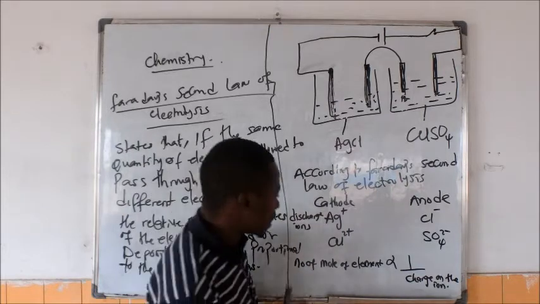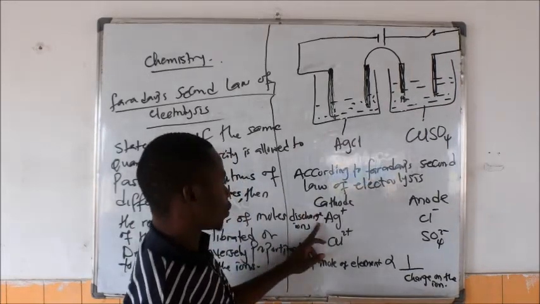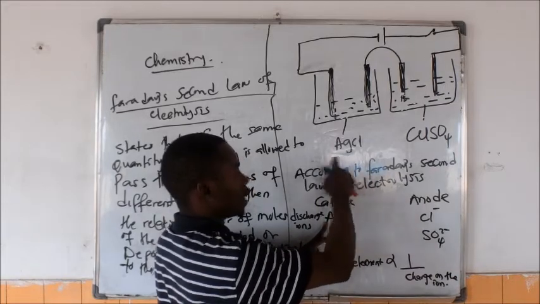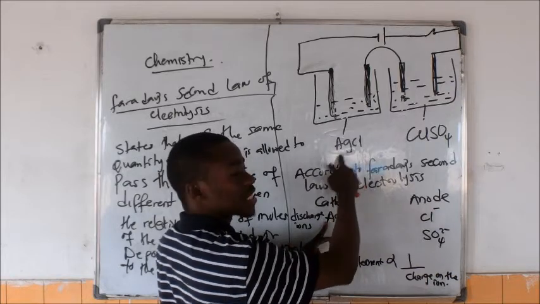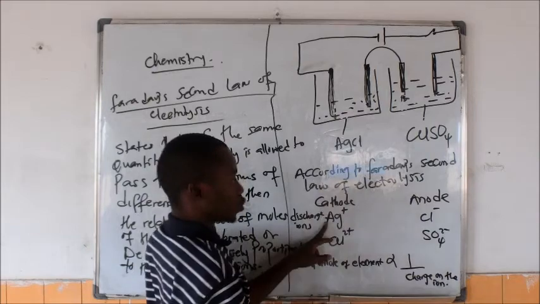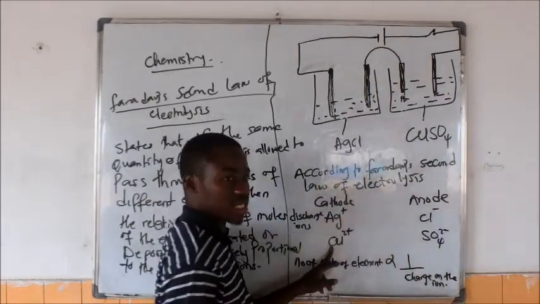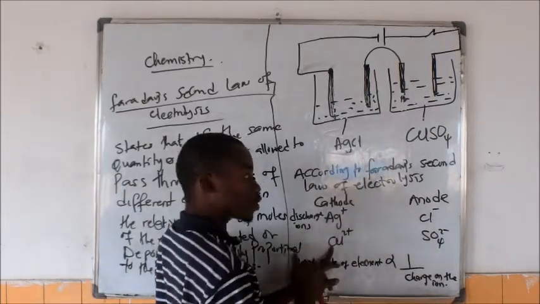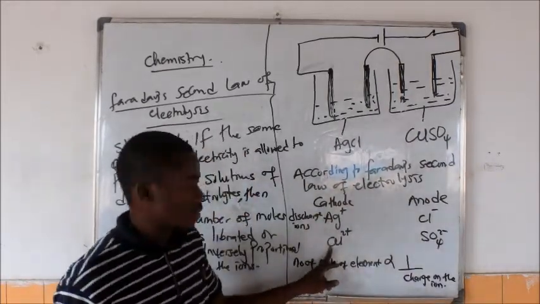Okay? What is this saying? Let's assume you have ions that got discharged at the cathode from silver chloride. We have silver discharged at the cathode. And here you have copper 2 plus discharged at the end of the whole process. We are assuming that what got discharged here is silver at the cathode, and what got discharged here is copper at the cathode. Are you getting it now?